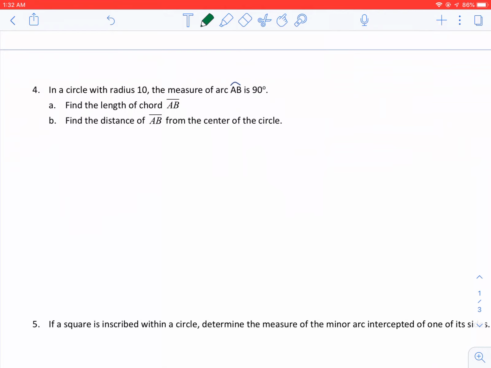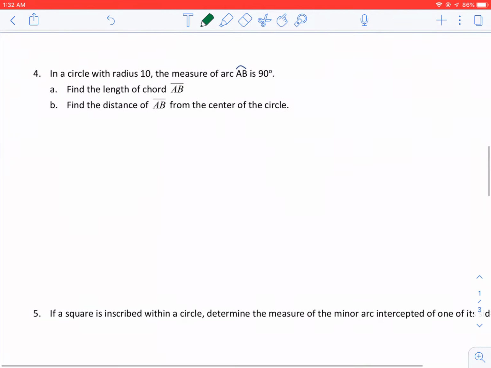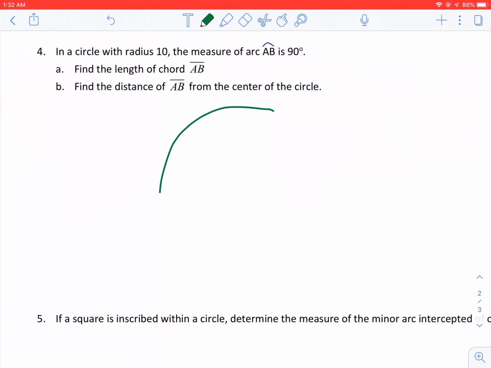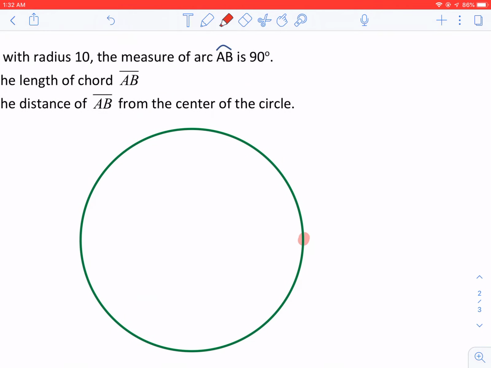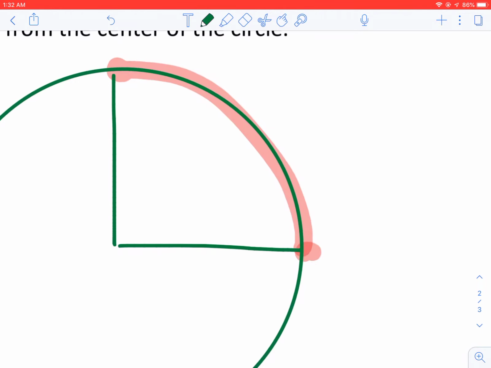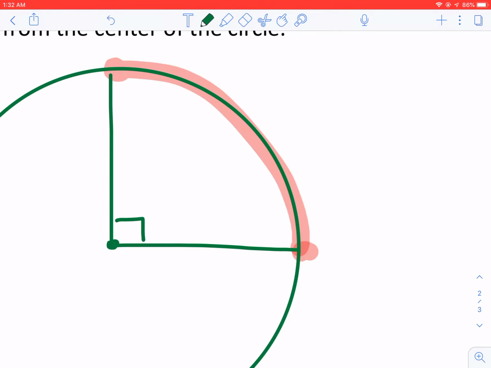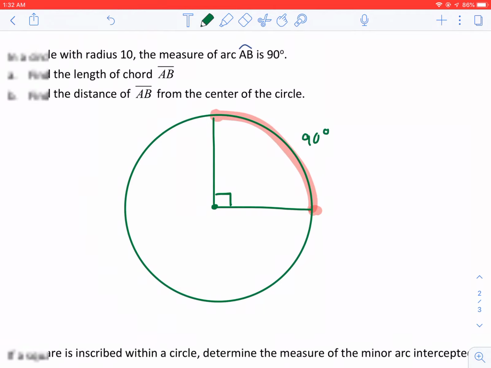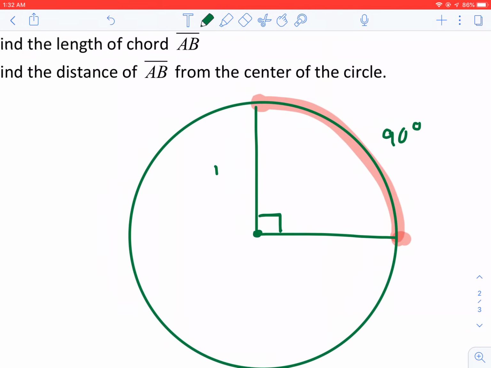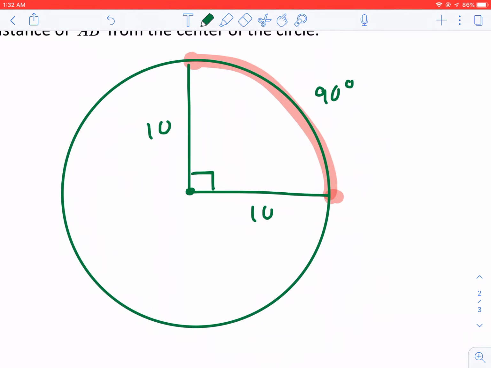Alright, number 4, in a circle with radius 10, the measure of arc AB is 90 degrees. Let me draw in arc AB. That's a quadrant, 90 degrees. So here's my center. I can draw a right angle in. This arc has a measure of 90 degrees. We have a radius of 10. And again, we're looking for the length of the chord.